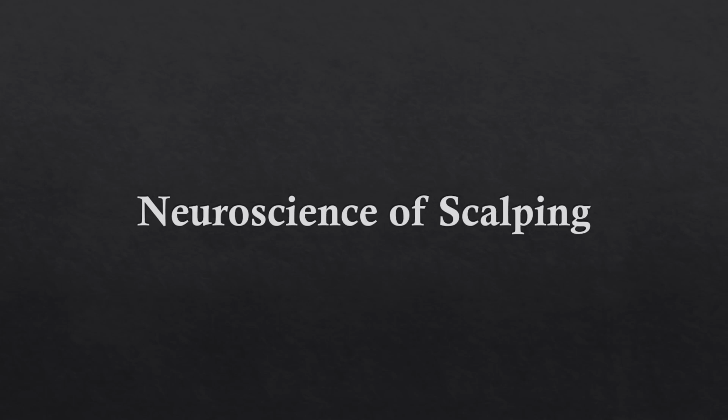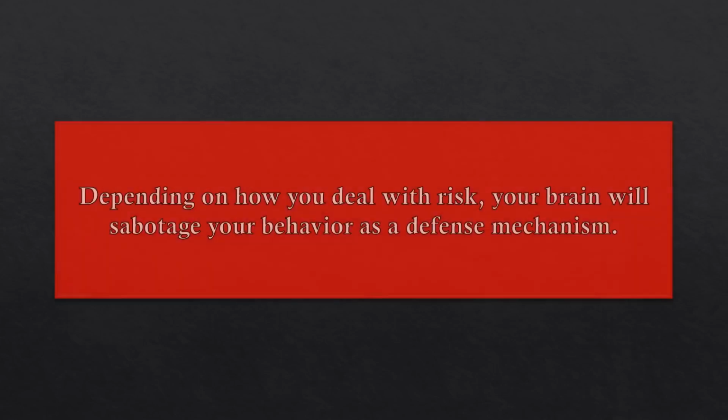This is also something that traders cannot control no matter how much willpower they think they have. One of the hidden dangers of irresponsible scalping is related to the neuroscience of risk-taking. Risk is associated with danger detection, and the human brain has several ways of dealing with danger. Depending on how you deal with risk, your brain will sabotage your behavior as a defense mechanism. Before jumping to this specific situation I'm talking about, we need to learn a few things about the human brain.